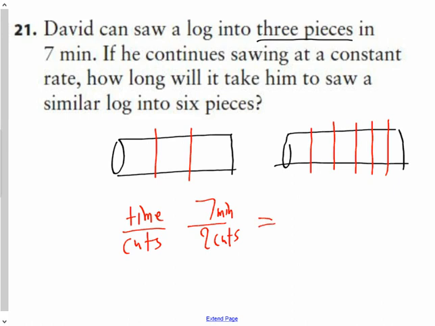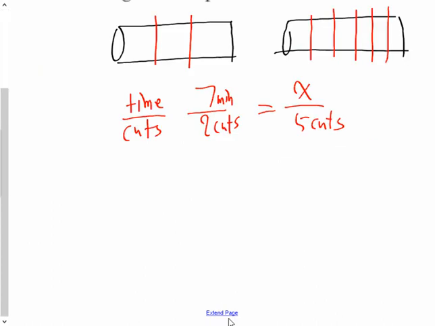That is going to be proportional to how long for 5 cuts. So 7 minutes to do 2 cuts, x minutes to do 5 cuts. We have 3 options for determining how long it's going to be. They are the multiply-divide method, we have the unit rate method, and we have cross multiplication. So does anyone know what I multiply 2 by to get 5? 2.5. So if you know that, this is the most efficient method to solve the question. You would multiply both by 2.5.